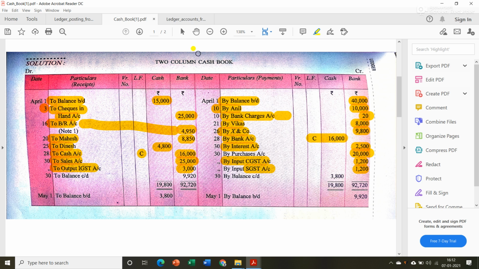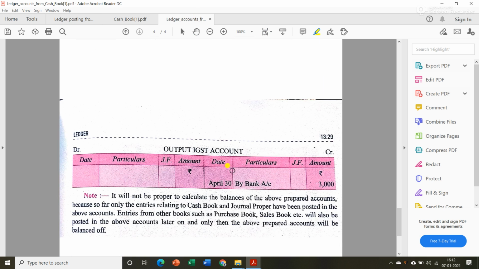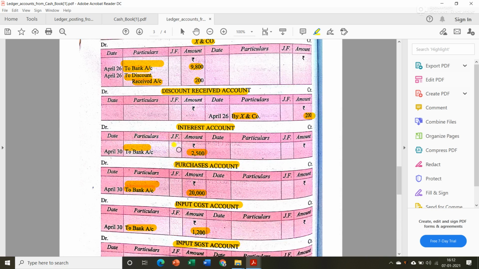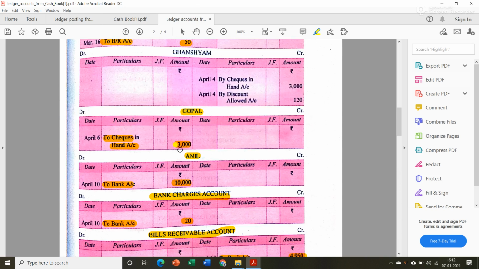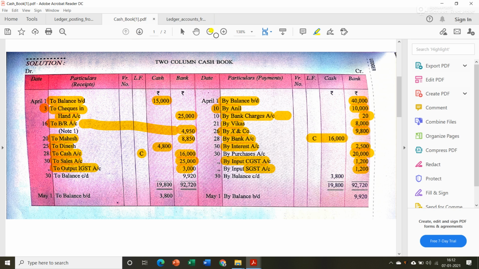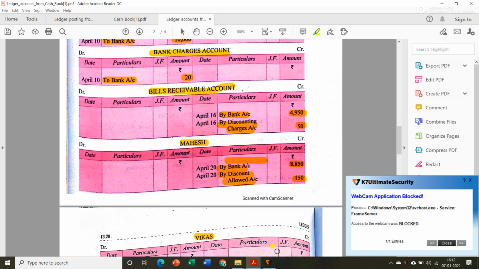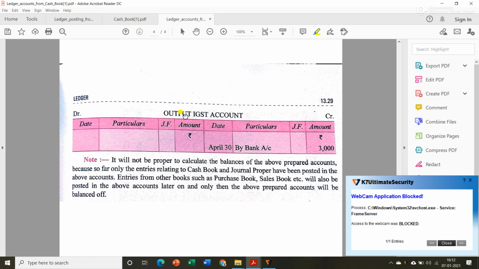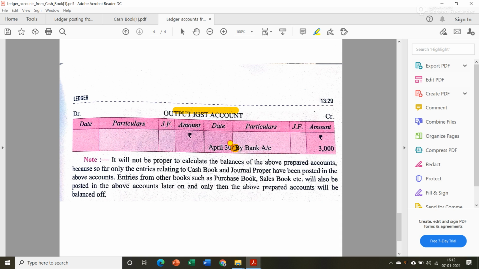For the ledger, do we have any sales account? No, so we will prepare. We had a sales account earlier. Where is it? Here, sales account. On which side of the cash book is it written? Debit. So we will record it in the credit side here by bank account 25,000. And the next item was output IGST account 3,000. Since we don't have an output IGST account, we will prepare one, and on the credit side we will write by bank account 3,000.